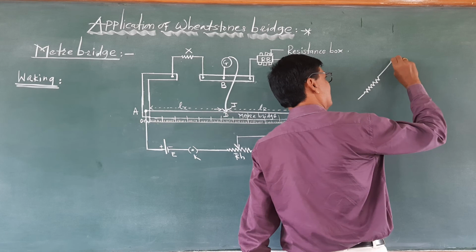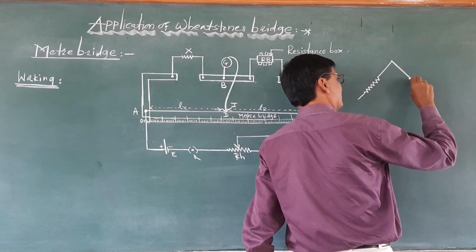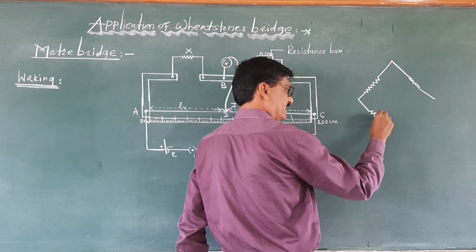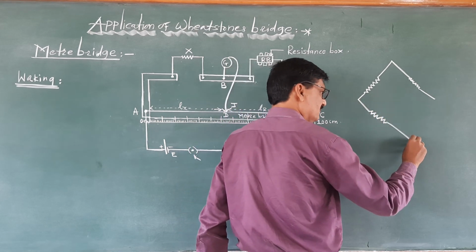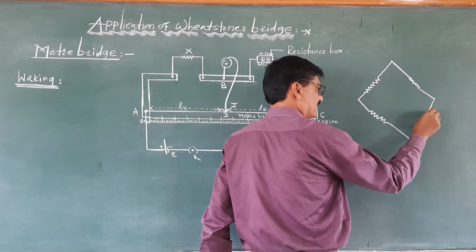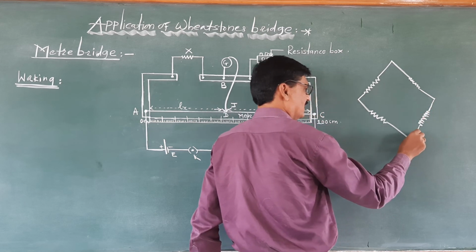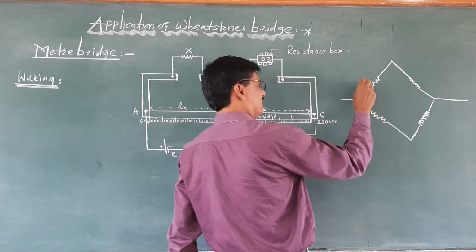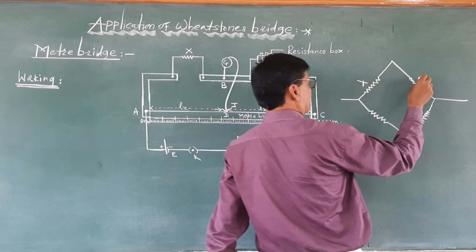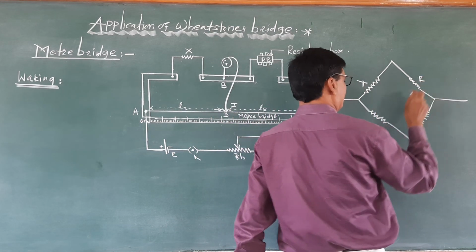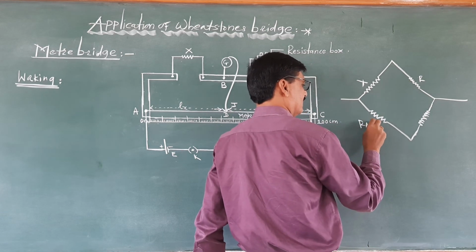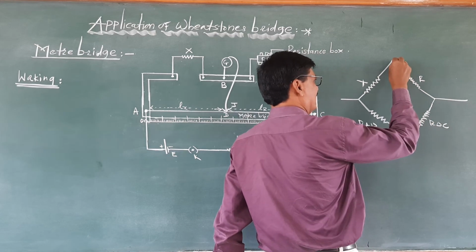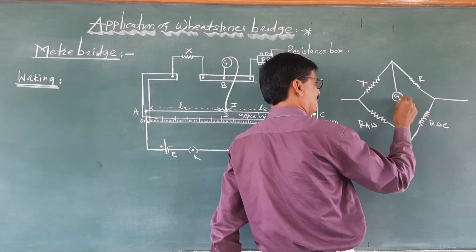Suppose this is a Wheatstone bridge. Listen here. Consider this one resistance, this is another resistance, I connect here the third one, and then again I connect the fourth resistance here. This is a Wheatstone bridge, and the Wheatstone bridge and this meter bridge are the same. This is X, this is the resistance R, and this is RAD, and this is RDC. Here the galvanometer is connected between the middle of these two points.